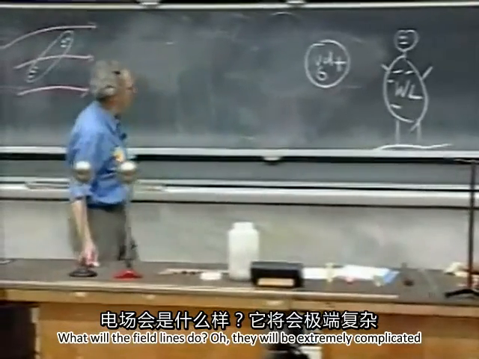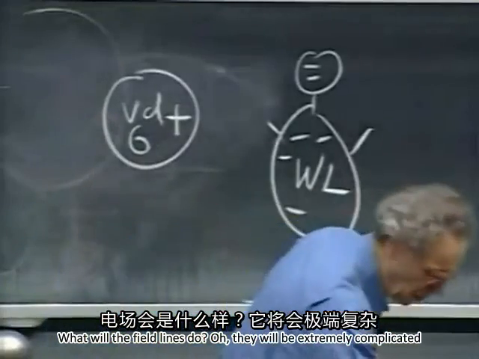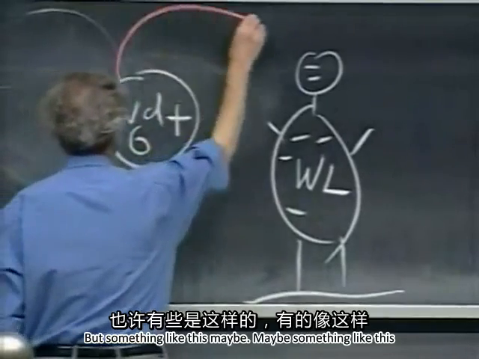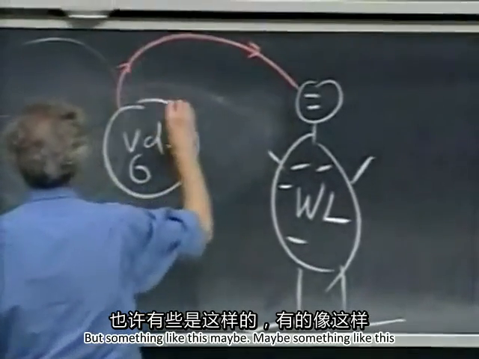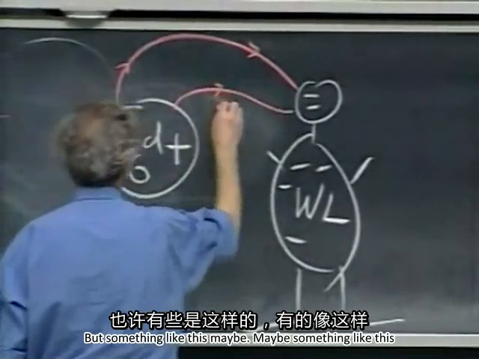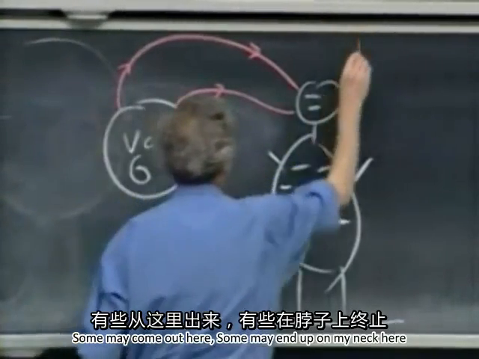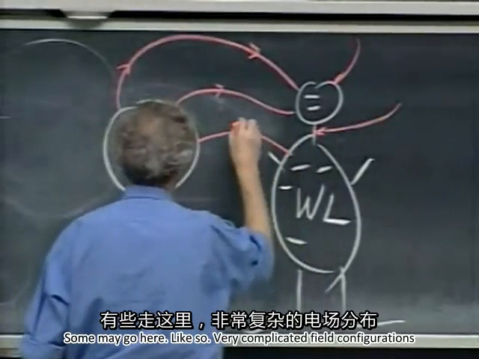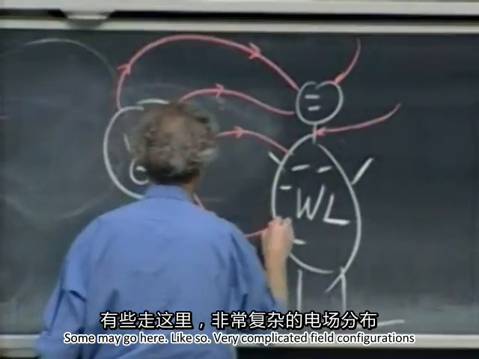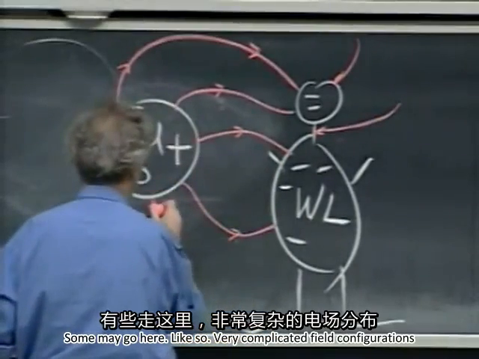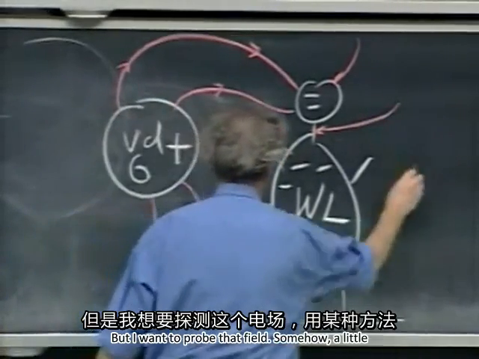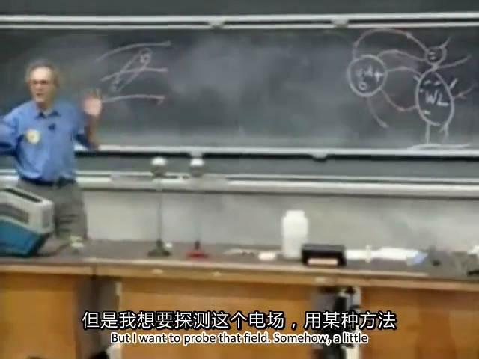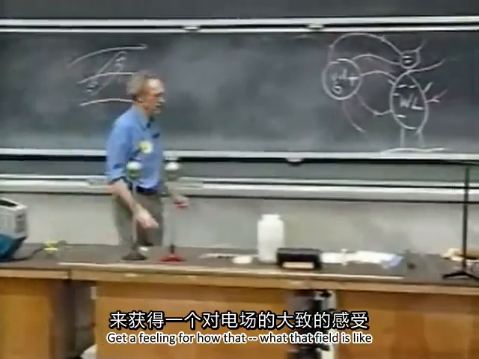What will the field lines do? Oh, they will be extremely complicated. Very complicated. But something like this maybe. Maybe something like this. Some may come out here. Some may end up on my neck here. Some may go here. Like so. Very complicated field configurations. But I want to probe that field somehow, a little. Get a feeling for what that field is like.